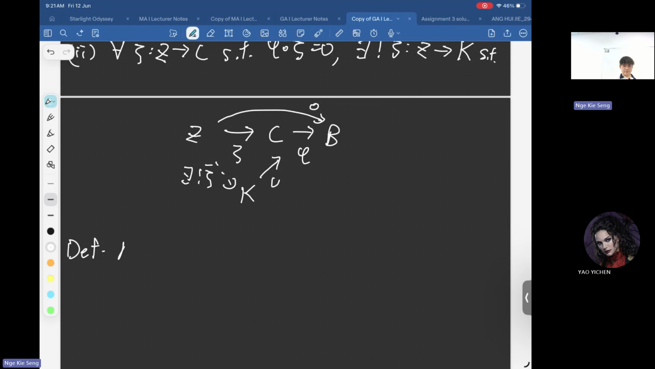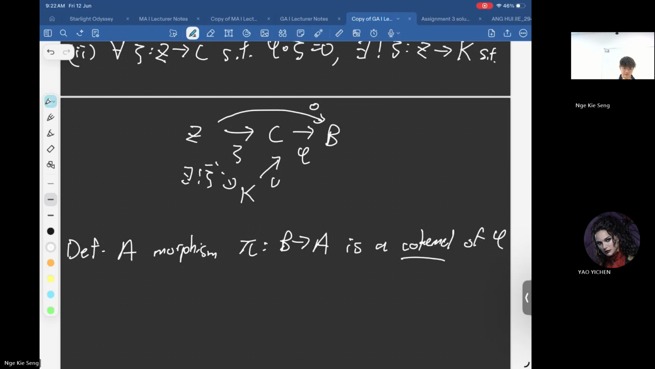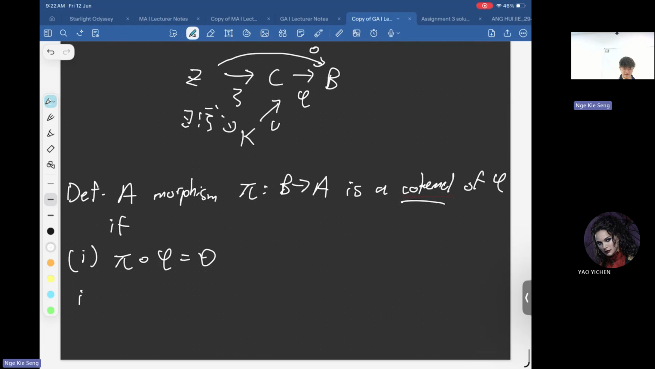Okay, then after that, we can define co-kernel. A morphism pi from B to A, going up from the target, is a co-kernel of phi if two things happen. First, you do phi, you do pi, and you get 0. And then for everything else that satisfies the similar property, such that beta phi equals 0, there should be a unique beta.